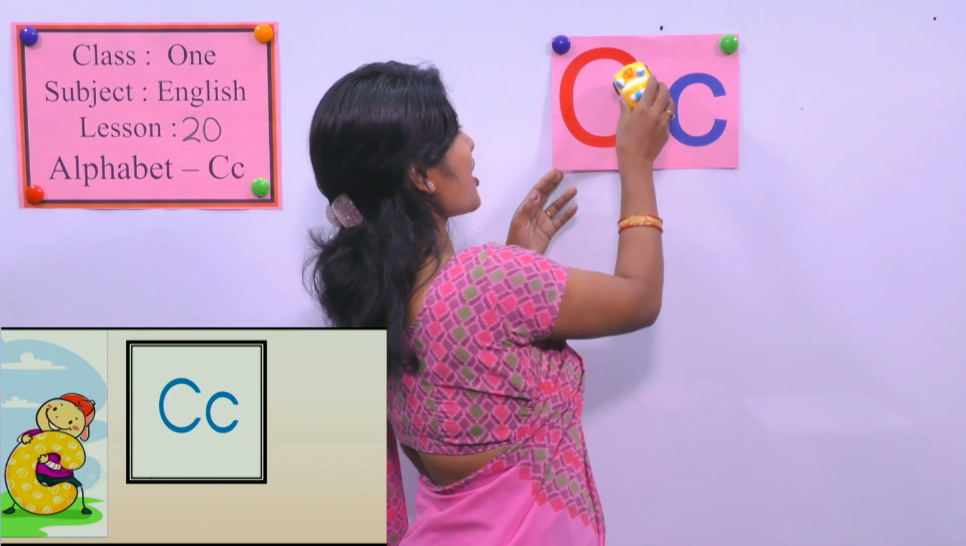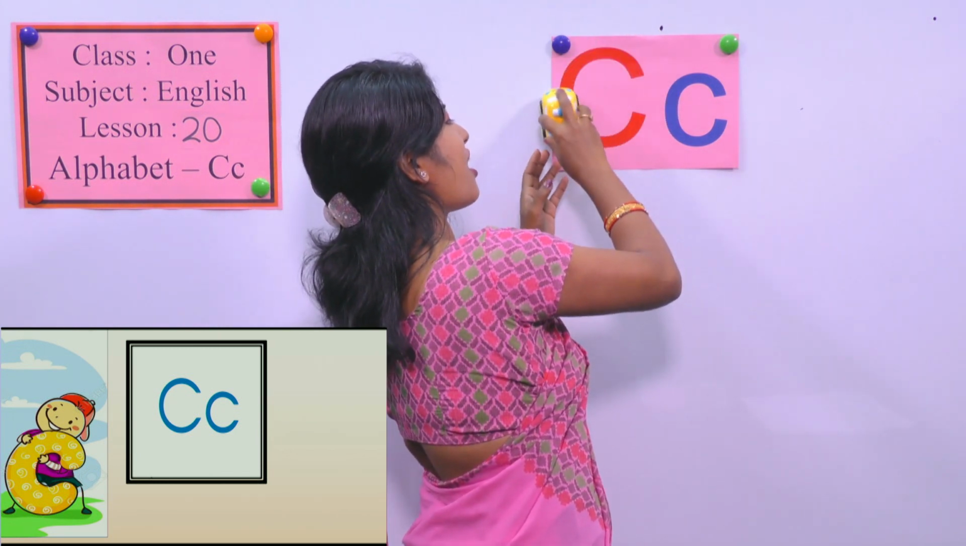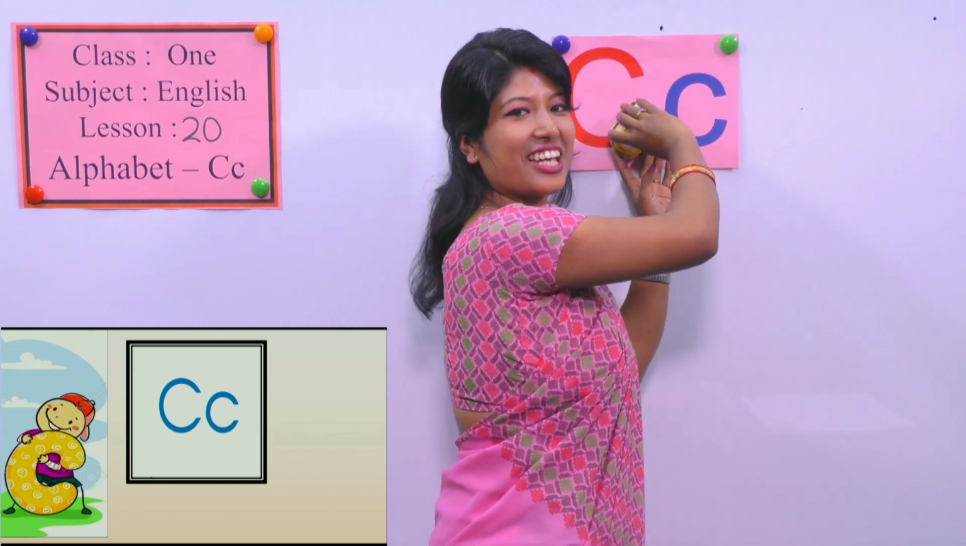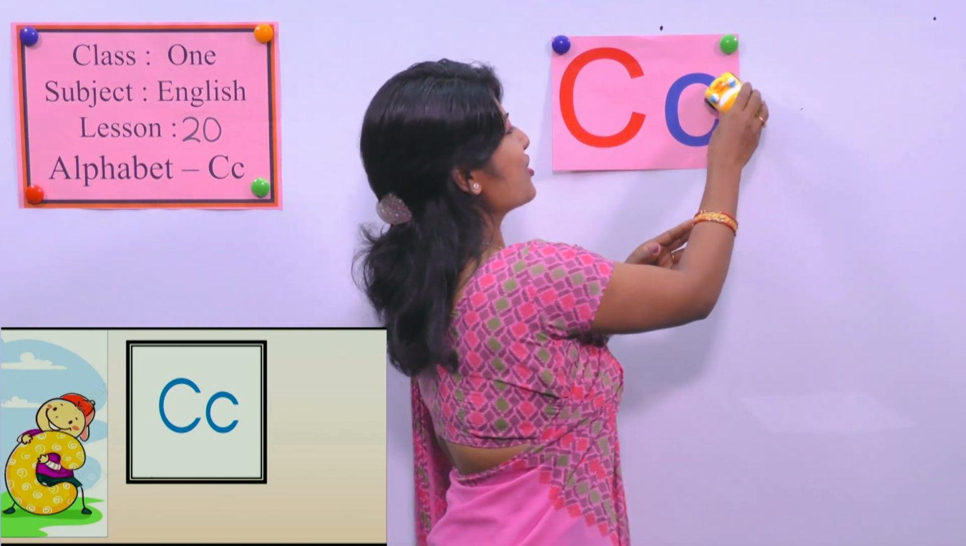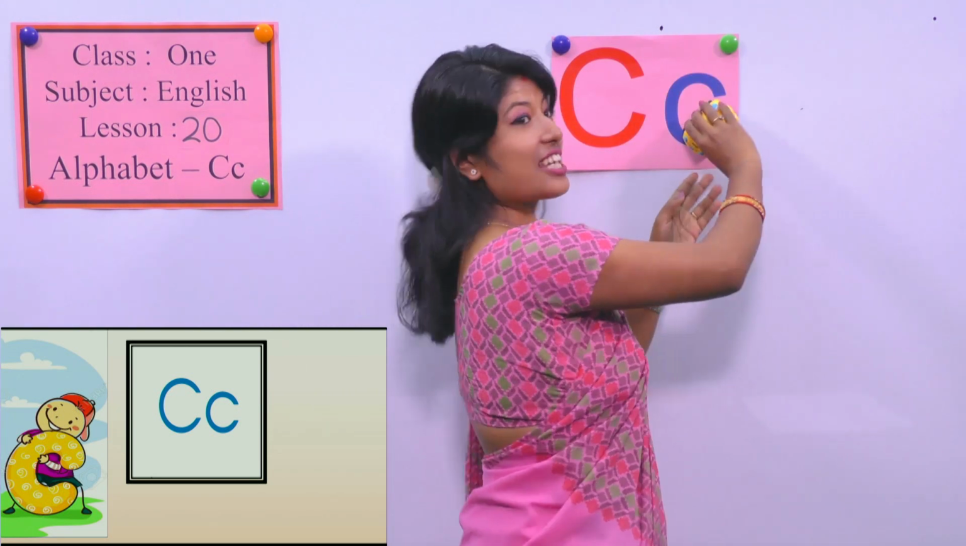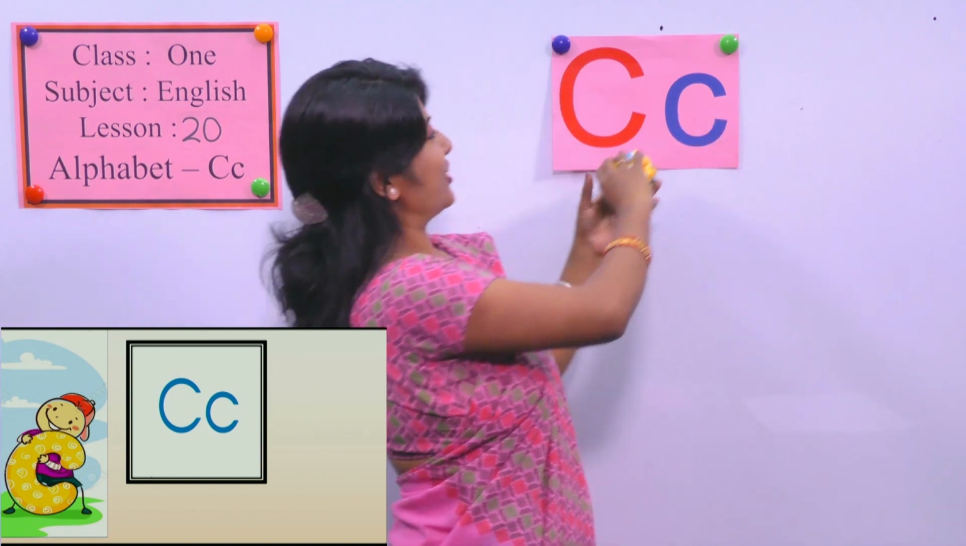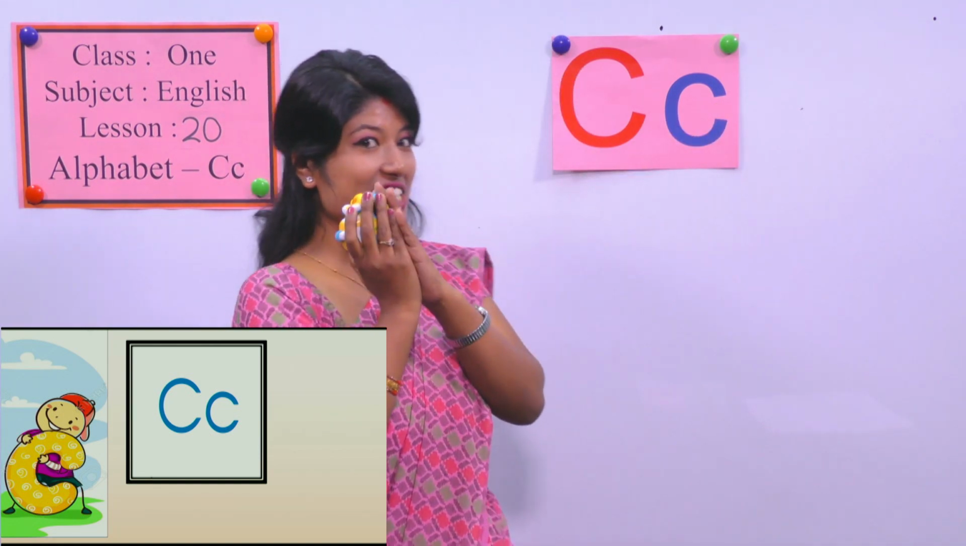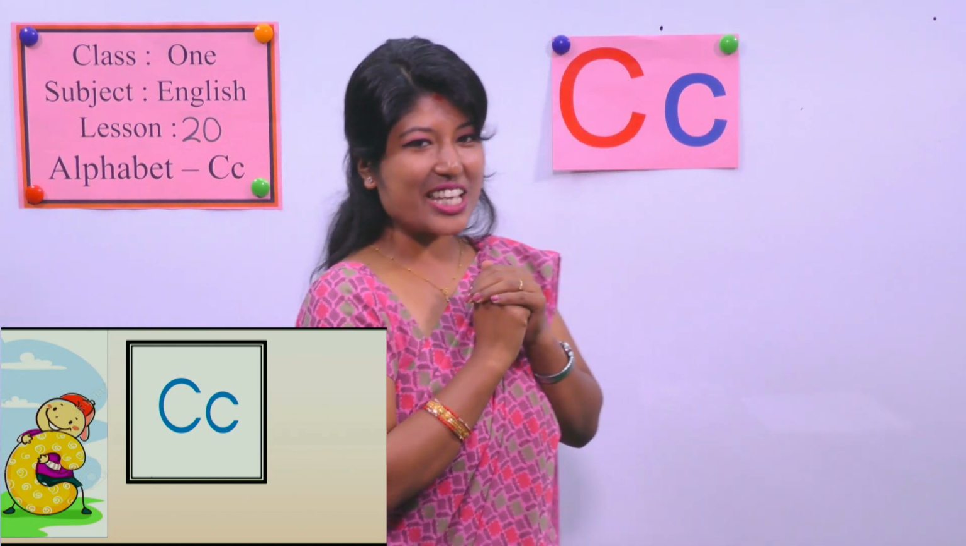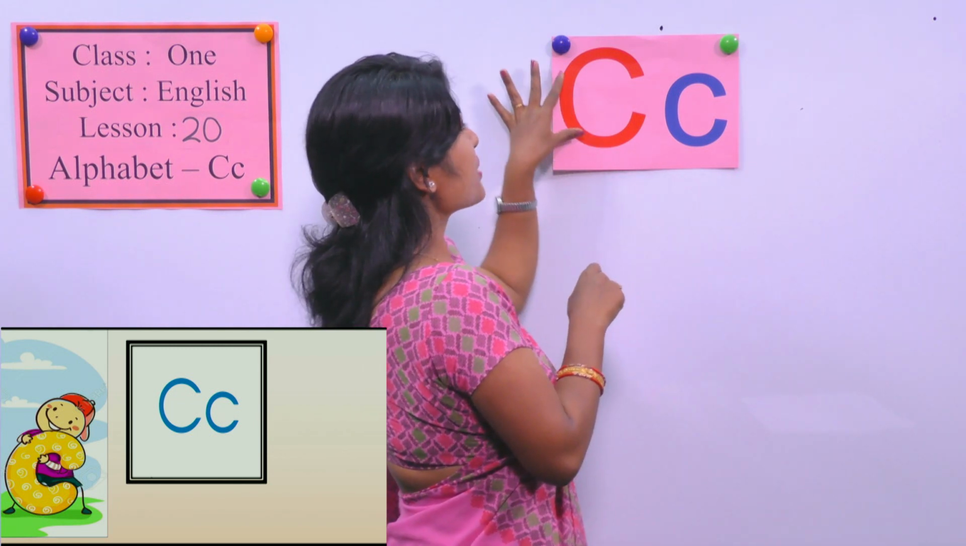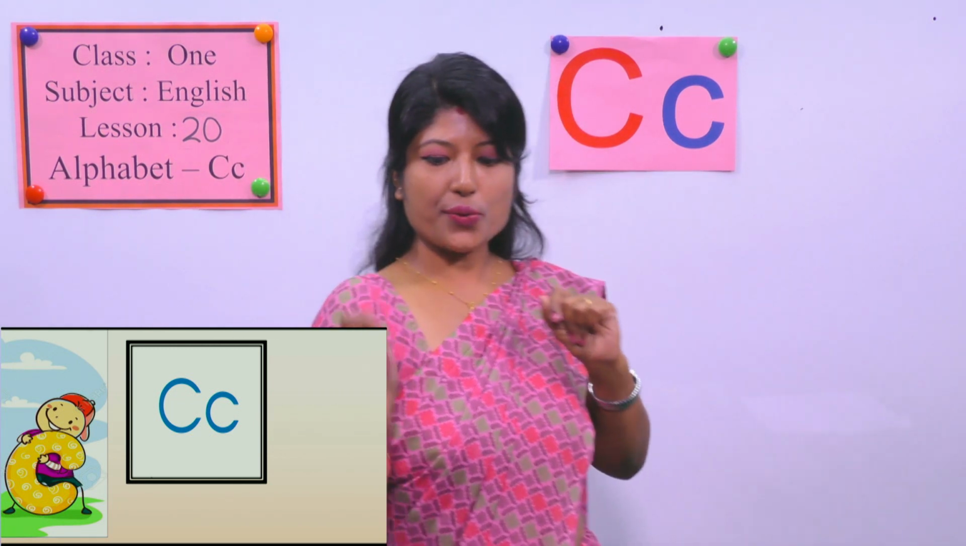Yeah, the car goes round the sea. Again, the car goes round the sea. Yes. So, interesting? You can also try at home making C with your car. Okay, so now what is there?